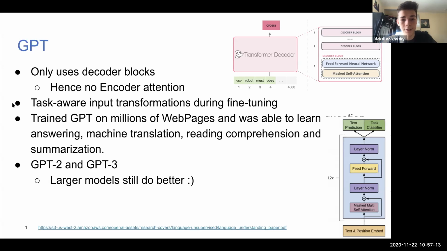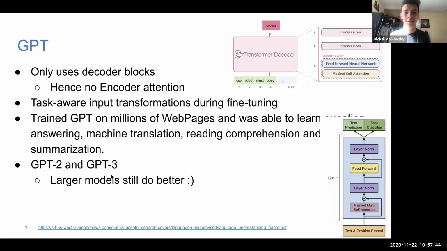And they trained this on millions of web pages, and the original paper beat the state of the art on question answering, machine translation, reading comprehension, and summarization, and sentiment analysis too, I think. And so there's also models like GPT-2 and 3. 3 is pretty new. It's within a year that do even better.